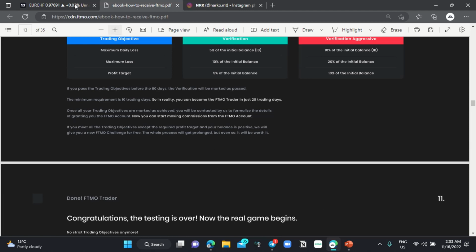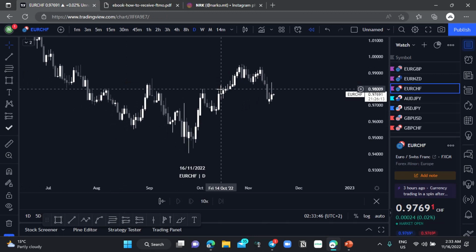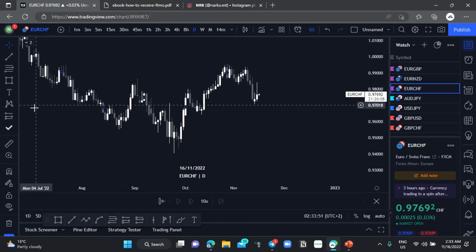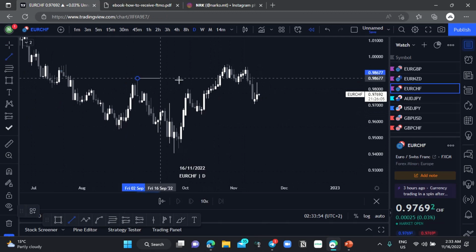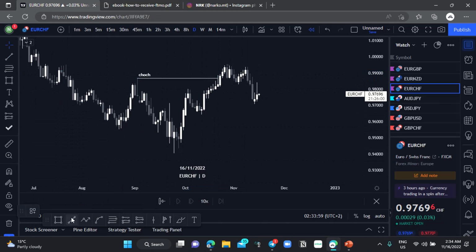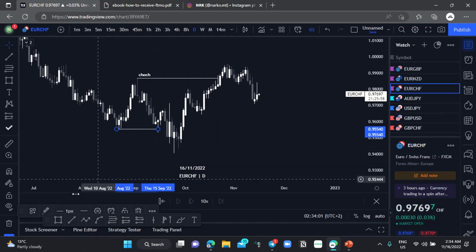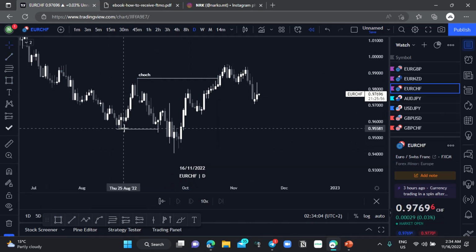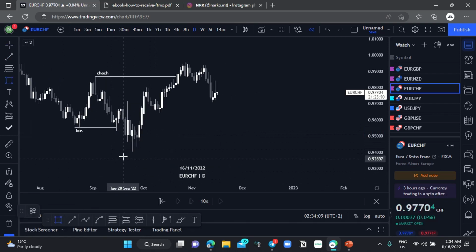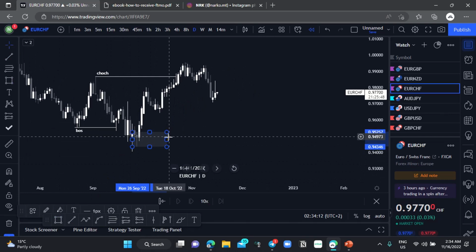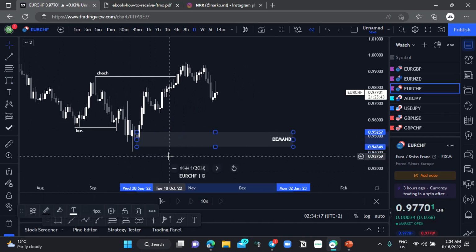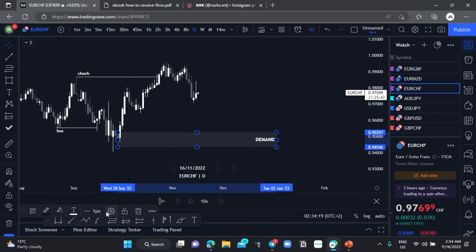Let's move within the charts. Here we have EUR/CHF on the daily chart. Here we have a change of character, and also this break of structure. We can see here we have this beautiful demand zone that we can take our buys at.